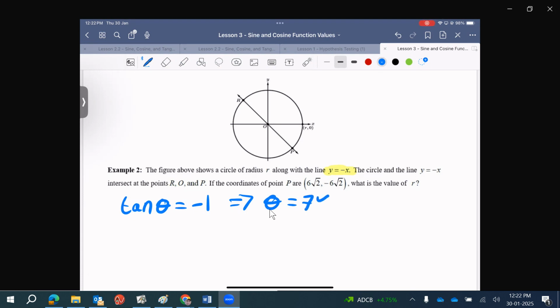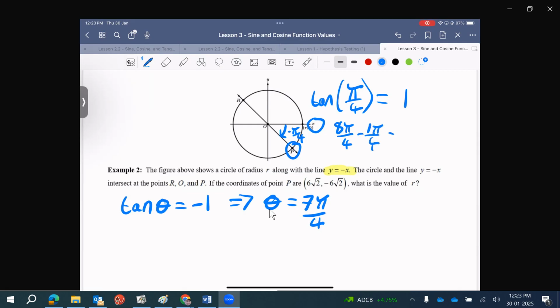7 pi over 4, or minus pi over 4 is equivalent. So what he's doing here, he's thinking about the exact value table, and that the tangent of pi over 4 is equal to 1. But because we're down here in this quadrant, we've got minus pi over 4 here. And then he's saying that this is 8 pi over 4 minus 1 pi over 4, which gives him 7 pi over 4, doesn't it? So now we know theta is 7 pi over 4.